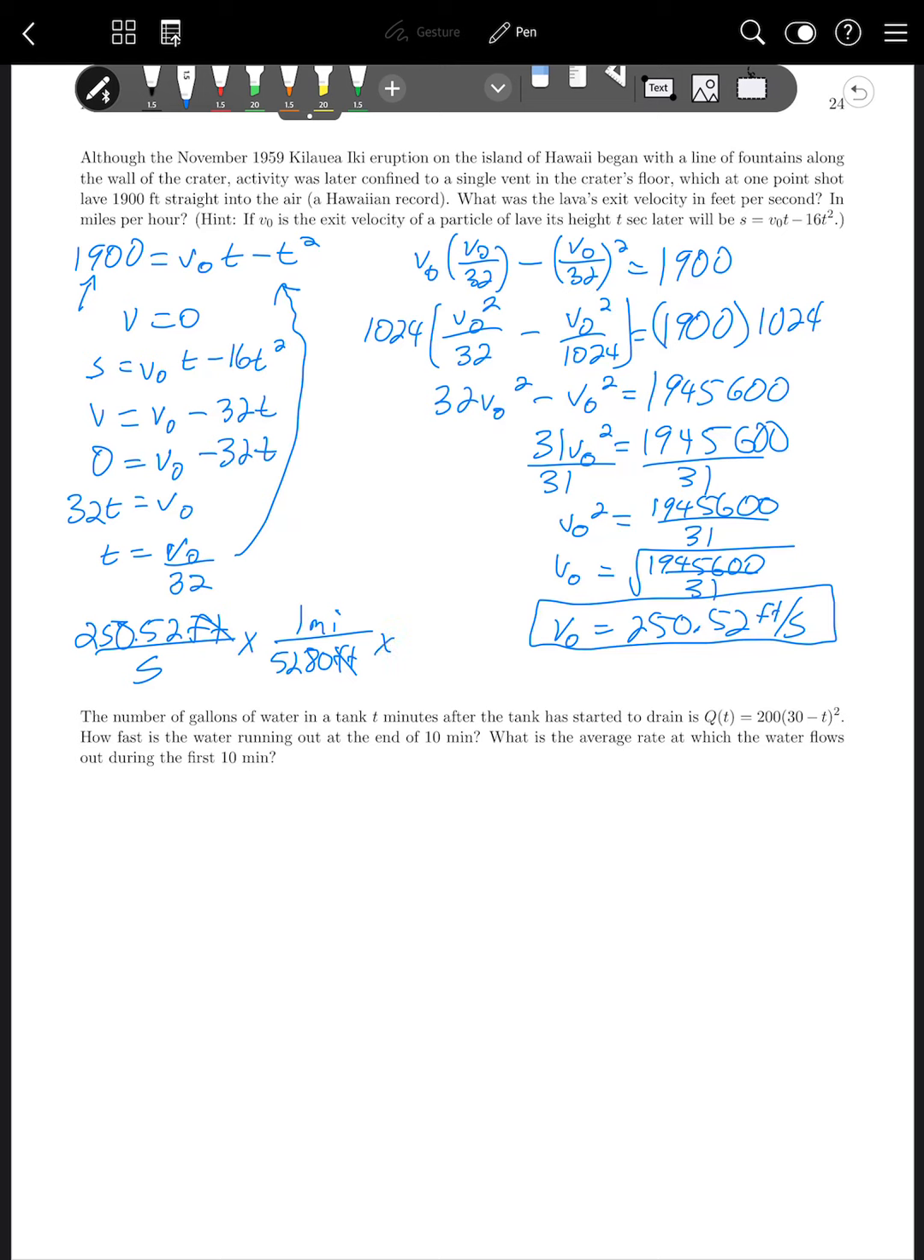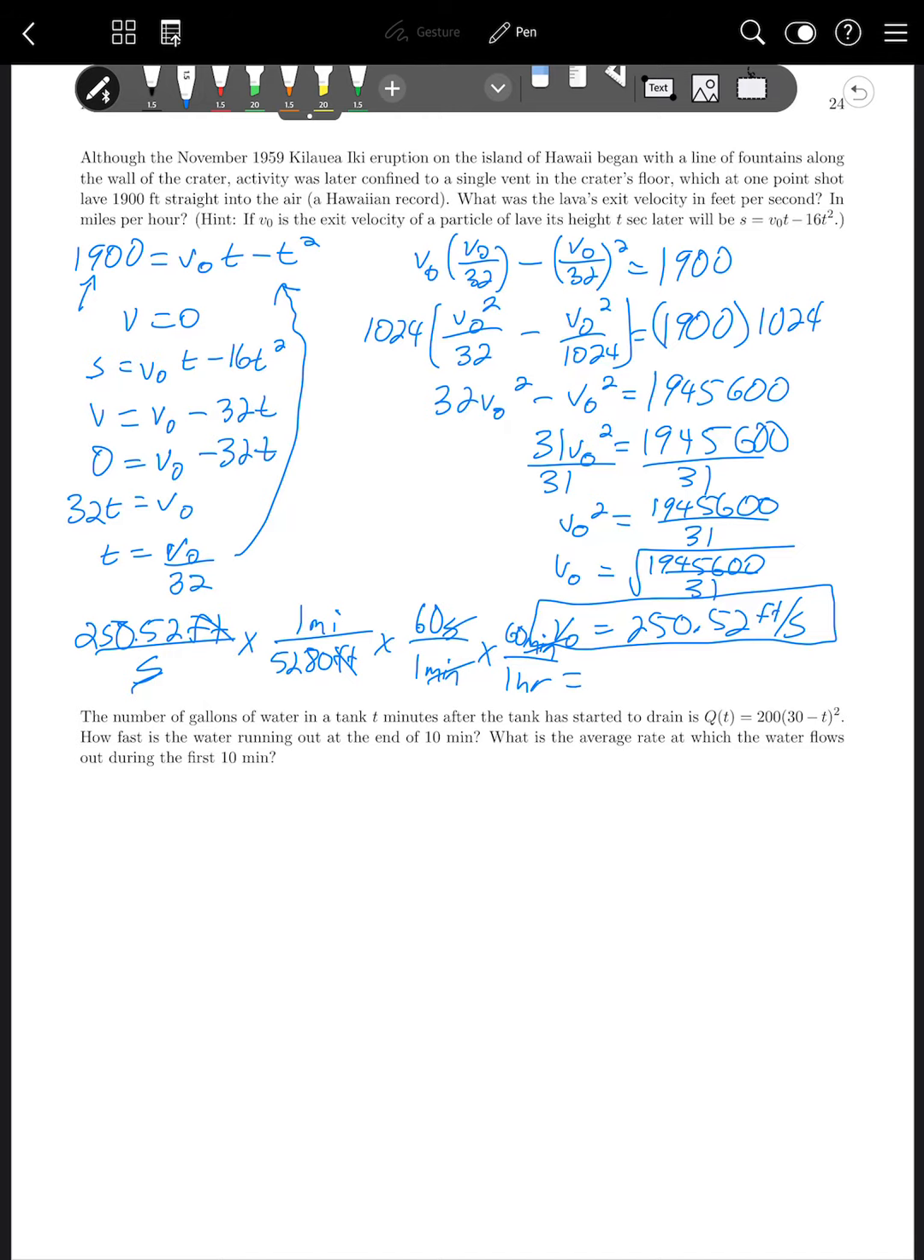Then I need to change my seconds into hours. Well, you could do this in two ways. The easiest way is to go to minutes first. So there are 60 seconds in 1 minute, and then there are 60 minutes in 1 hour. And so the second units cancel, the minute units cancel, and we'll be left with our miles per hour.